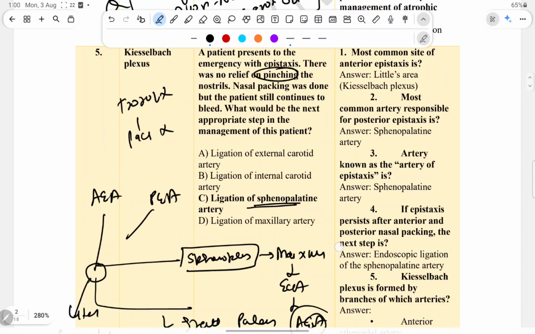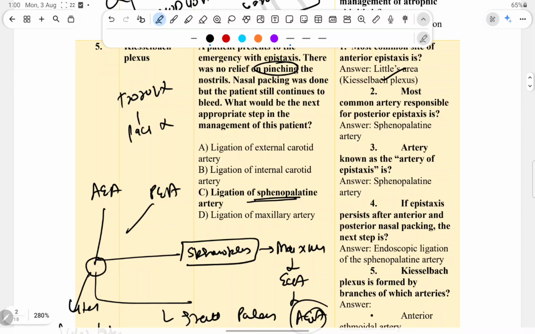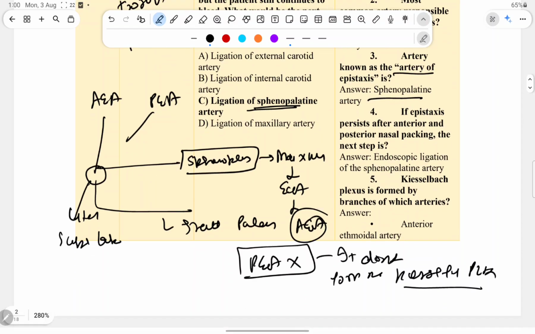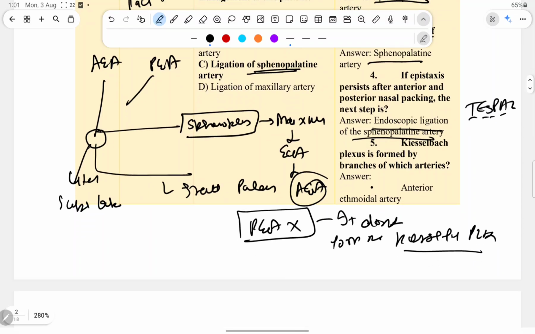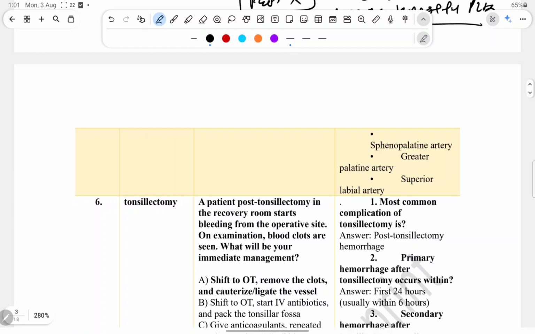Okay. So the most common site is Little's area. We have done it. The most common artery responsible for posterior epistaxis is the sphenopalatine artery, known as the artery of epistaxis. If epistaxis persists after posterior nasal packing, the next step is endoscopic sphenopalatine artery ligation. Kiesselbach's plexus is formed by which arteries? Anterior ethmoidal artery, as we have mentioned, sphenopalatine artery, greater palatine, and superior labial artery.